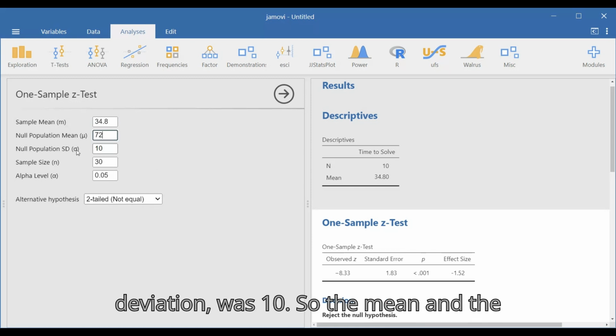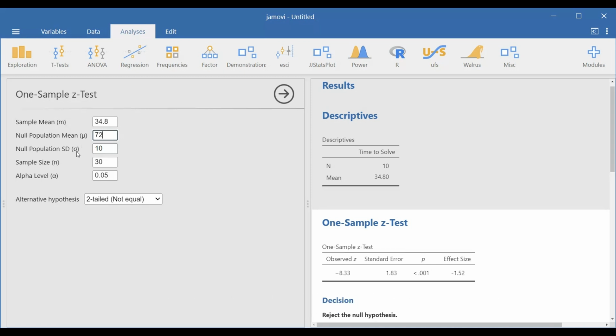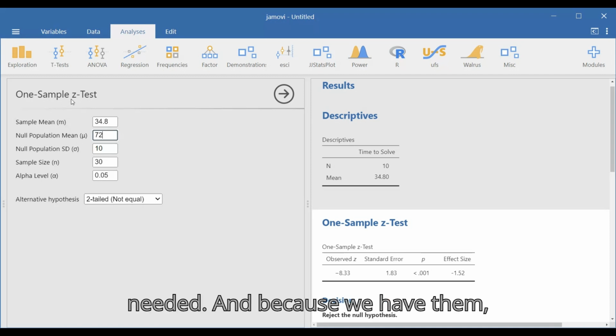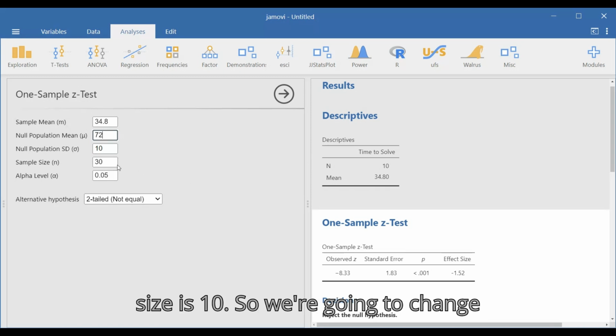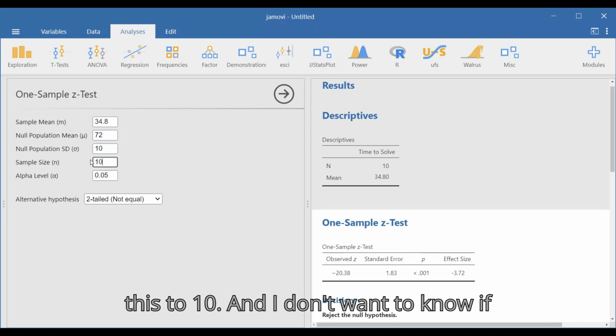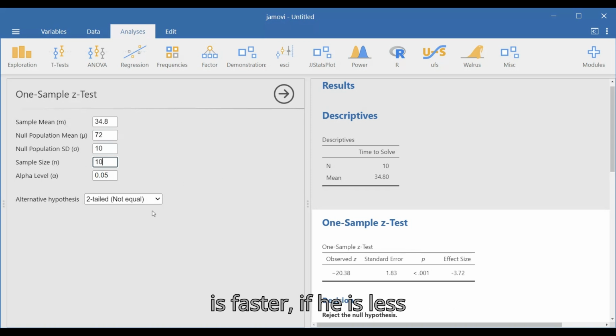So the population mean, mu, and the population standard deviation, sigma, are needed, and because we have them, we're doing a z-test. Now my sample size is 10, so we're going to change this to 10. And I don't want to know if Batman is different. I want to know if he is faster, if he is less than 72 hours.